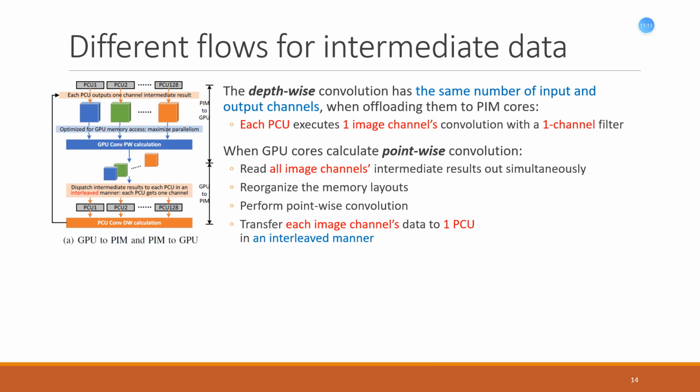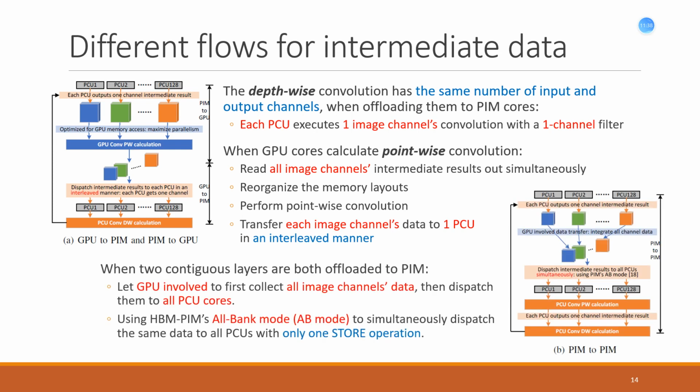At that time, the GPU will read all image channels' intermediate results out simultaneously and reorganize their memory layouts on the fly, then perform point-wise convolution. After that, each image channel's data will be transferred to one PCU core in an interleaved manner. Those are the flows for GPU to PIM and PIM to GPU data transmissions, respectively.